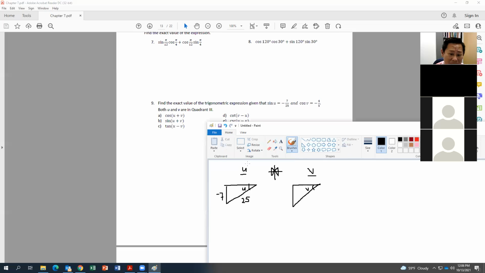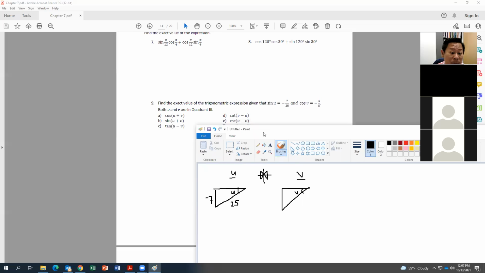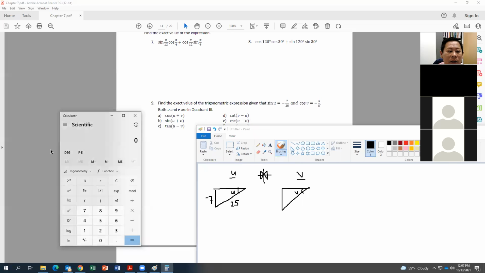Can someone tell me what your adjacent will be? We need to find a triplet for this. I think it's 7, 24, 25. Let's do it really quickly. 7 squared is 49. 25 squared is 625, minus 7 squared is 49, and then you take the square root of this. Yep, 24. Again, this is what a lot of students did wrong in your first test. Make sure that both the opposite and the adjacent are negative, because this is in quadrant 3.